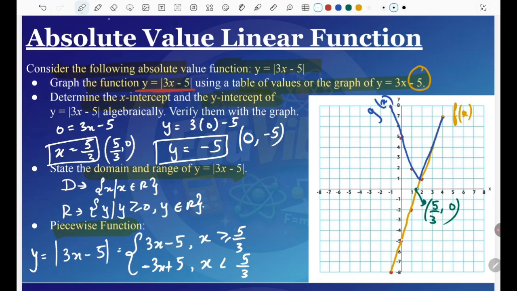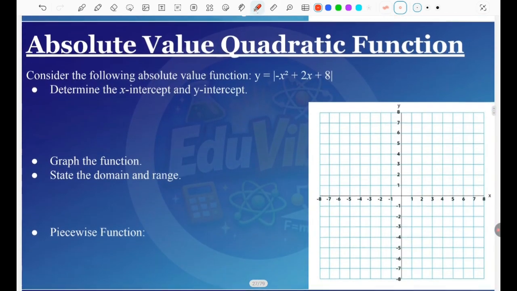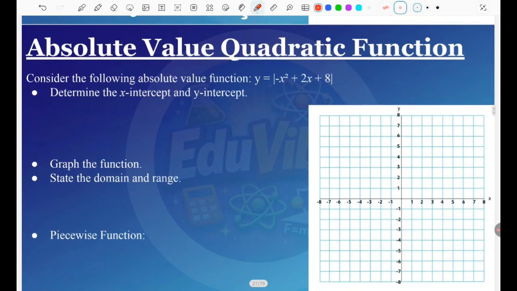So minus 3x plus 5 goes down over there. That's why you have x is less than 5 by 3, and you can't close this bracket. This bracket stays there. So this is your piecewise function, and that's how you have to make the graph: domain, range, intercepts. The piecewise function is a very important thing to show in your work. That's all you have to do, and now we have another graph for a quadratic function.